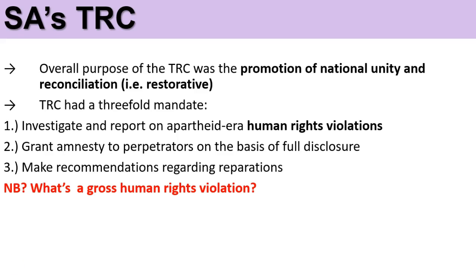Now, the purpose of South Africa's TRC was the promotion of national unity and reconciliation, so it was the restorative approach. The TRC had a threefold mandate. 1, they wanted to investigate and report on apartheid-era human rights violations. 2, they wanted to grant amnesty to perpetrators so that there would be a full disclosure. And 3, they would make recommendations regarding reparations.